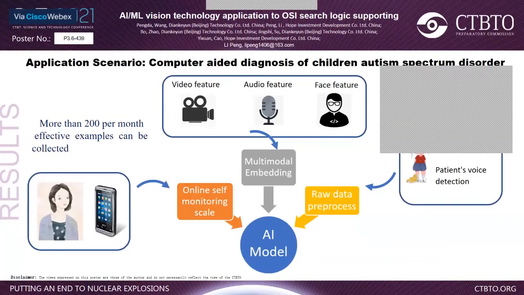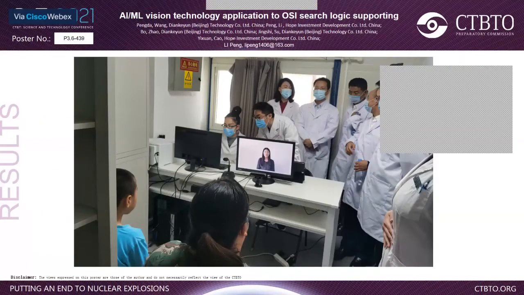We want to illustrate some application scenarios. We applied AI and machine learning technology to the diagnosis of autism spectrum disorder in children. We cooperated with Beijing Children's Hospital in China, and we put forward this system solution. Now it's working for the diagnosis of children's autism spectrum disorder.